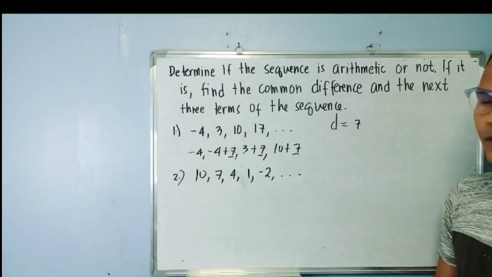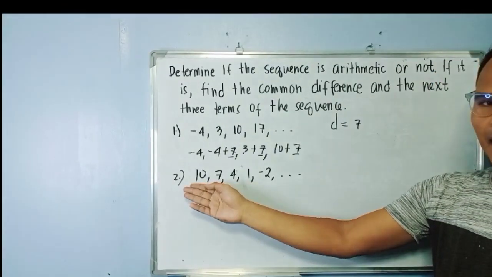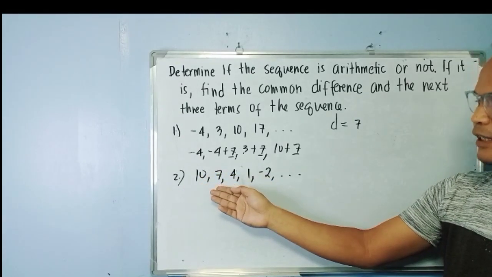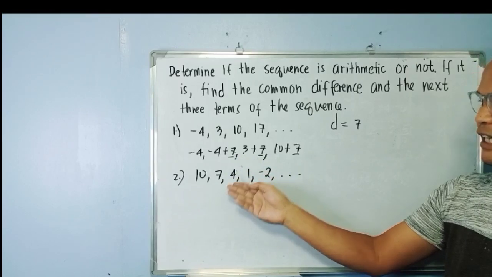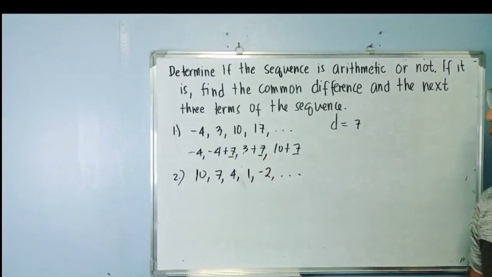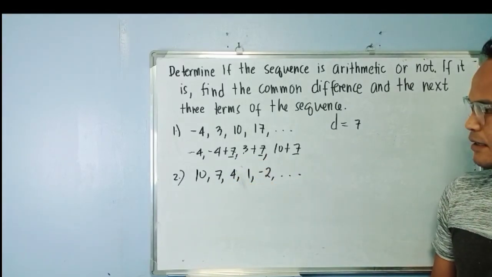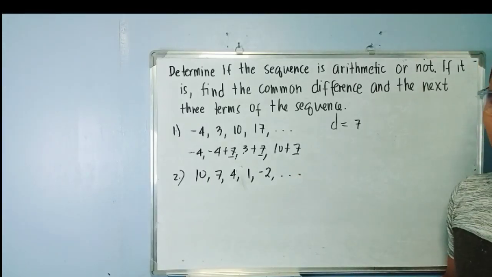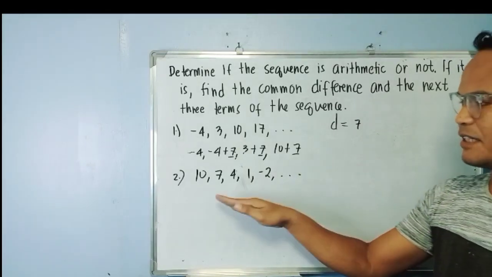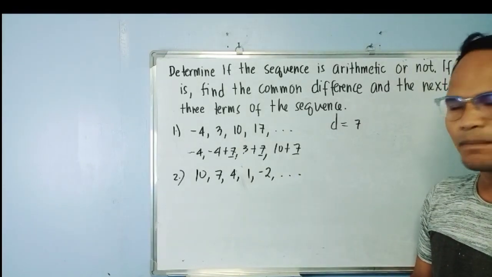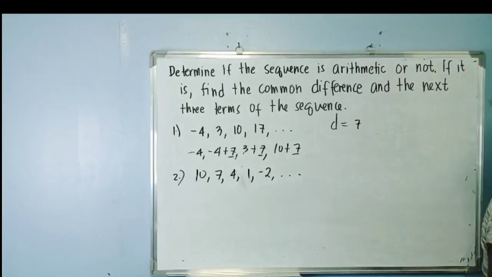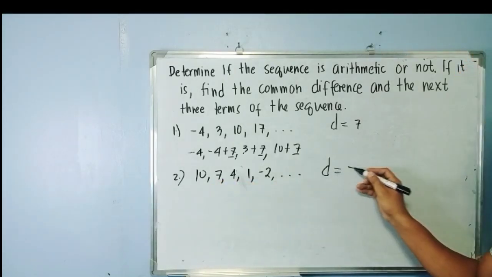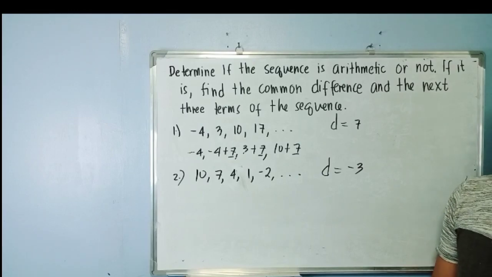Next, example number 2. The first term is 10, the second term is 7, the third term is 4, the fourth term is 1, the fifth term is negative 2. Is it an arithmetic sequence or not? It is an arithmetic sequence. Why? Because each term is added by a constant number to obtain the next term. And what is that common difference? The common difference is we added negative 3 to each term.